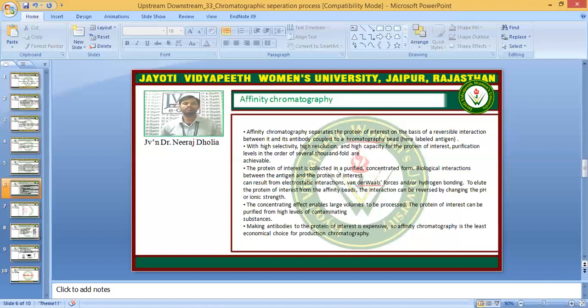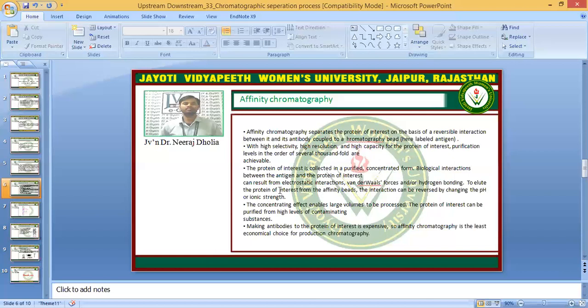Okay, so the pH will be changed, and after changing the pH, the interaction formed between the antigen and antibody will break, and we will collect the antibodies or the antigens. So with high selectivity, high resolution, and high capacity for the protein of interest, purification levels in the order of several thousand fold are achievable. Because antigen and antibody are highly selective molecules, purity will be improved. So high resolution, high capacity, high yield, and purification will be there. The protein of interest is collected in a purified, concentrated form.